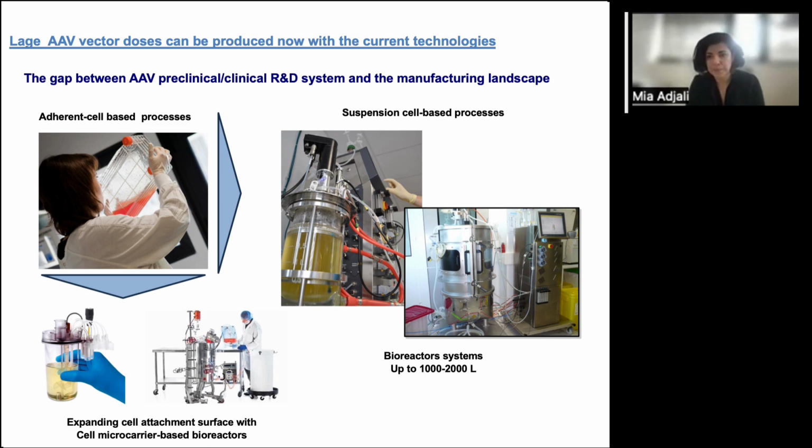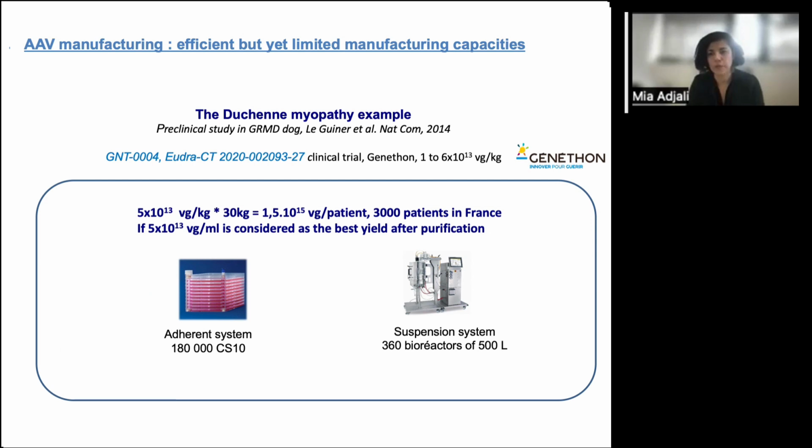Yet, the gap is still there, and we still need really to optimize the AAV manufacturing part. And this is a very concrete example to demonstrate this limitation we're still encountering in the field. So the example is a French product currently under clinical evaluation. It's a Genethon product for Duchenne myopathy in AAV8. And my laboratory has participated in the preclinical study in the models.